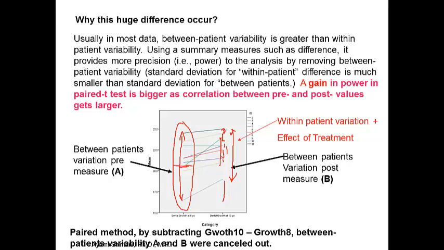And a paired t-test is a one sample t-test assessing whether the within patient mean is 0 or not. And so that analysis has much better precision.